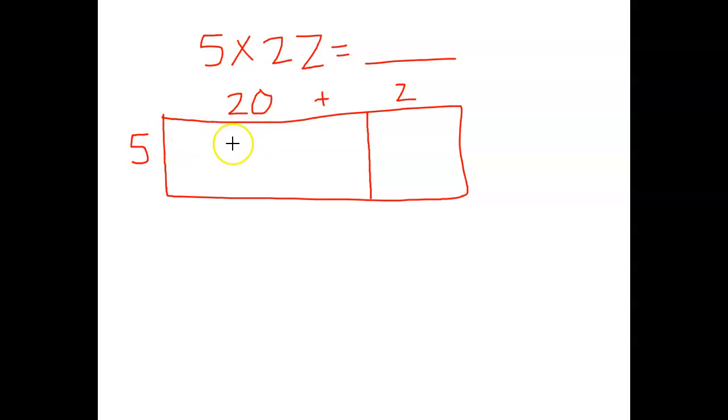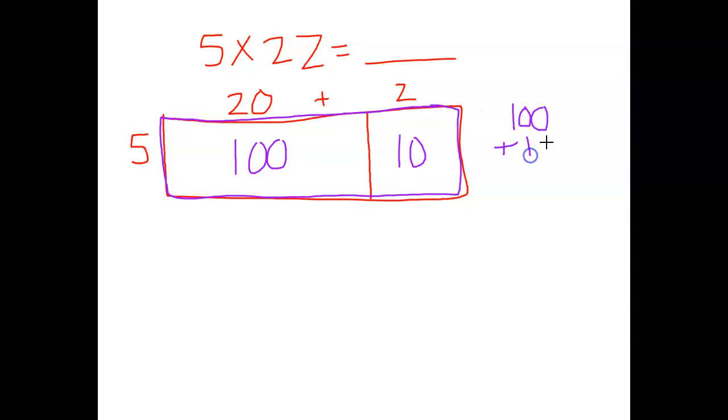So in this case, 5 times 20, we know that's 100, and then 5 times 2, we know that's 10. So in other words, the area of this entire rectangle, all we'd have to do is just add the partial products together. 100 plus the 10, well, that's obviously 110. So therefore, the product is 110. Now, that's the area model for multiplication. You should be very familiar with it. Should be an expert on it at this point in time.